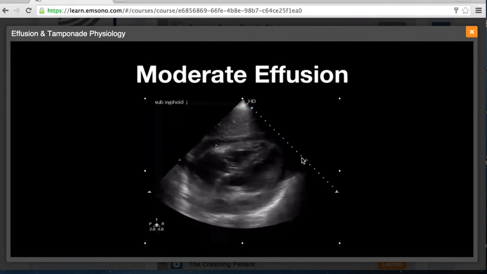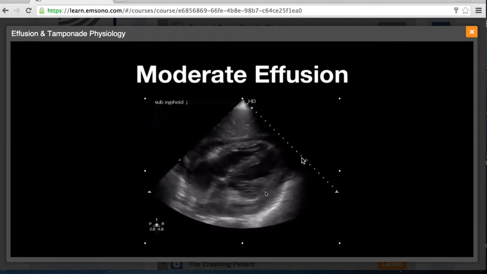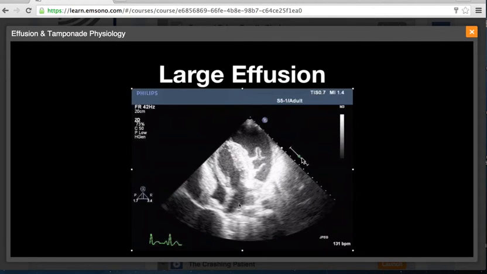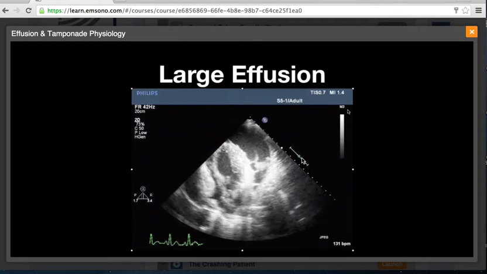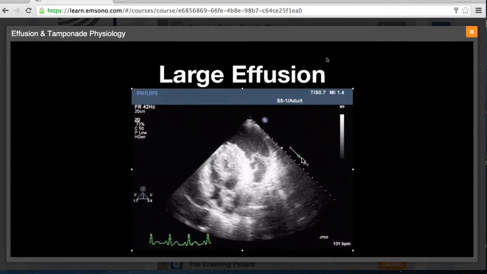Here's a patient with a moderate effusion. It was between 1 to 2 centimeters at its widest during diastole, but you can see that this is a diffuse effusion. It extends all the way around the heart. Now here's a patient on the apical 4-chamber view who has a large echogenic effusion. This is a patient who had underlying cancer, and that was the etiology for his effusion.